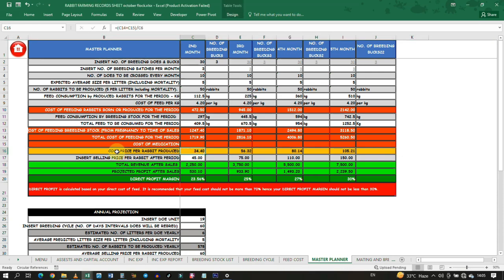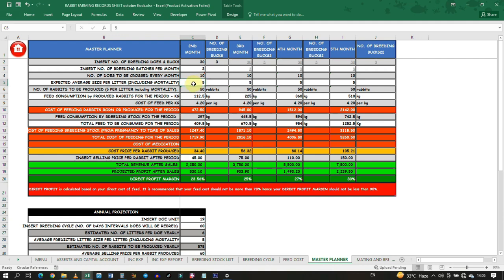Then the cost price per rabbit produced. So now you know that at the end of the whole show, you spend a total of 34.40 on each rabbit based on this number. Even if the number reduces, just keep this number. Yes, because as the number reduces, the cost reduces. So definitely this 34 series was still going to be intact. Okay, yeah, maybe even more.